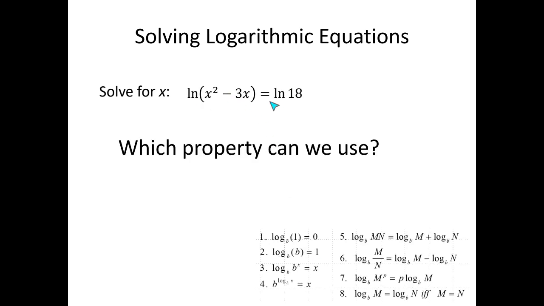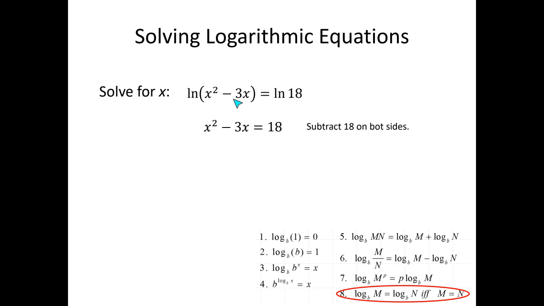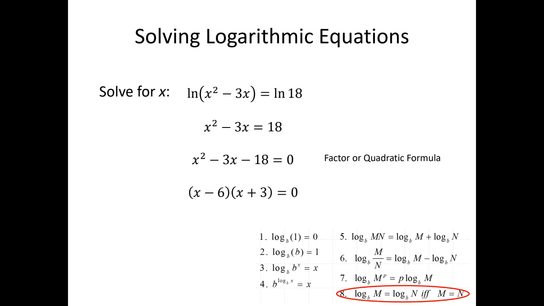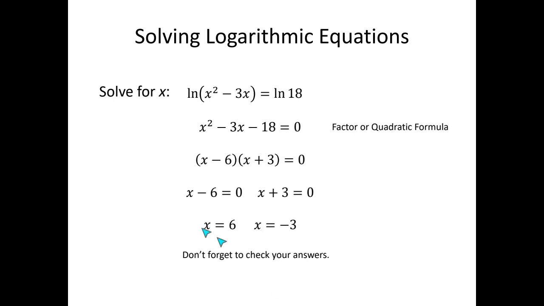Let's try one more. Natural log of x squared minus 3x is equal to natural log of 18. They both have a base of e, so that means that I can set this equal to 18. Notice it's quadratic, so I need to have everything on the same side. So x squared minus 3x minus 18. At this point, since it's quadratic, you can factor or use the quadratic formula. This one factors. So my potential answers are x equals 6 and x equals negative 3. We're going to check our work.